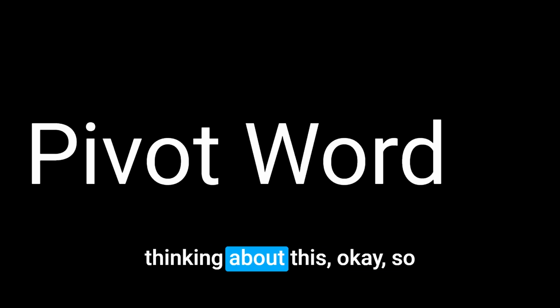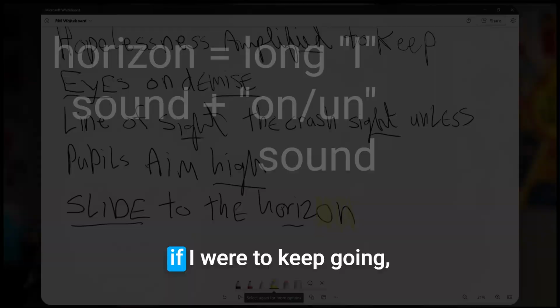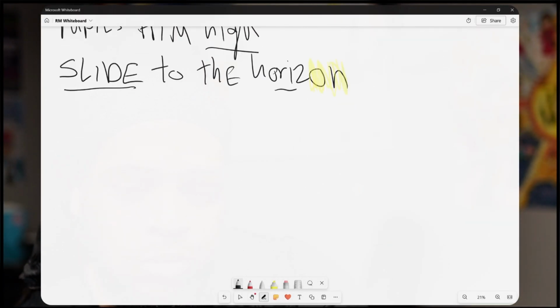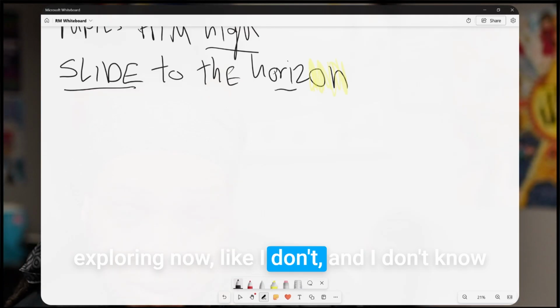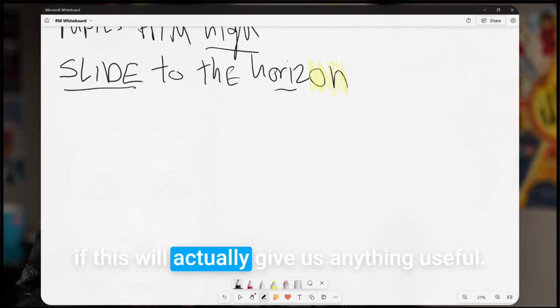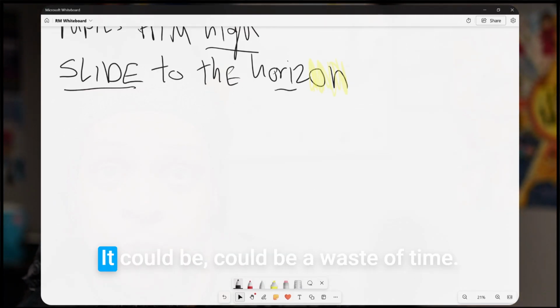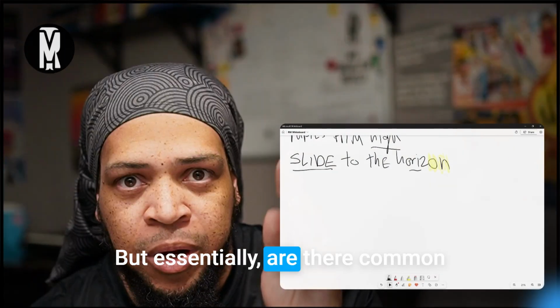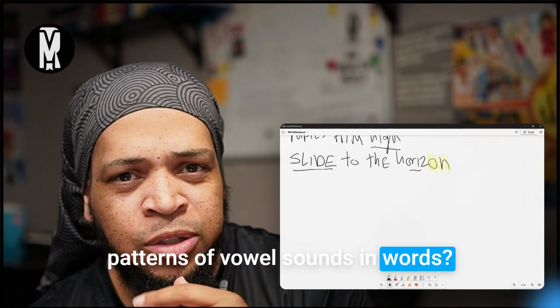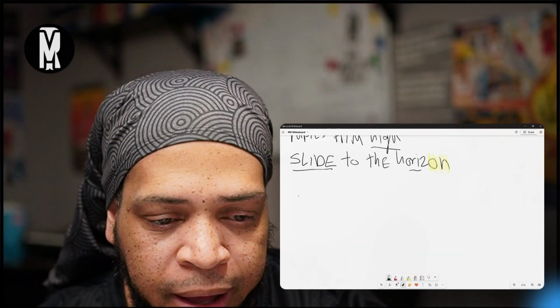And it made me start thinking about this, like, okay, if I were to keep going, the next focal point would be rhyming with the on of horizon. I obviously can make different choices, but this is just what I was thinking. And so the question just becomes, the thing that popped in my head that I'm exploring now, I don't know if this will actually give us anything useful. It could be a waste of time, but essentially, are there common patterns of vowel sounds in words?